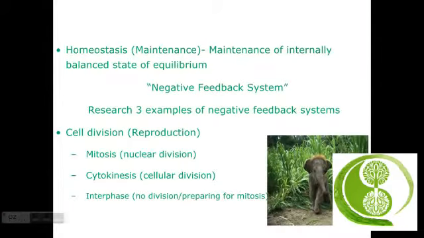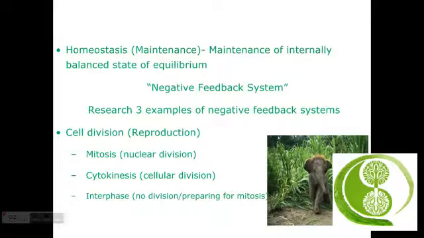The second part of cellular function is the maintenance stage, which is also homeostasis. This occurs during the adjustment of balancing out the state of equilibrium. And it's done through a process called a negative feedback system.